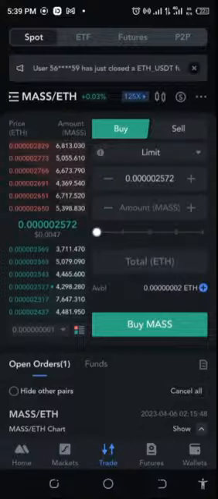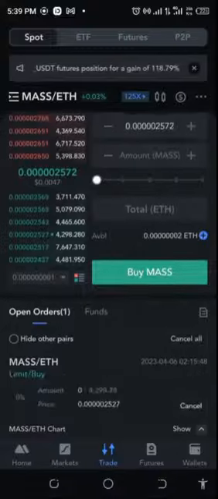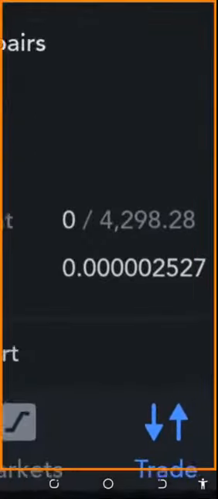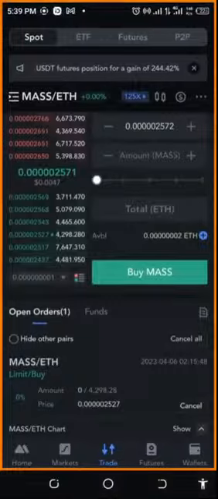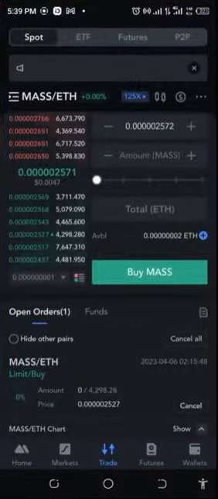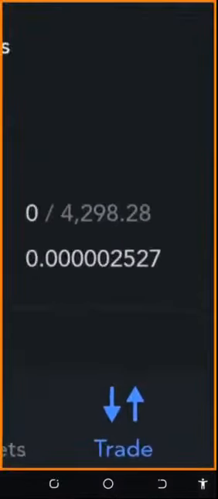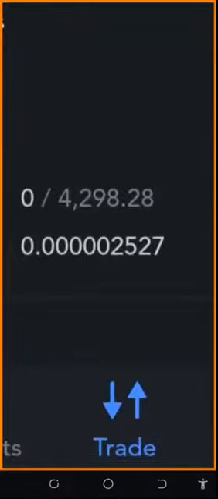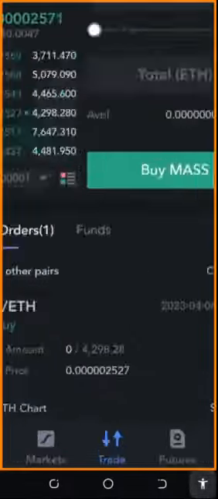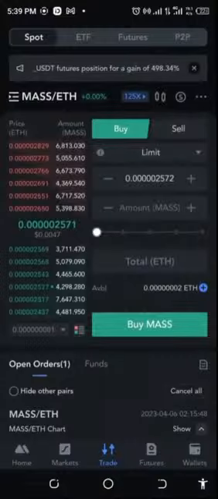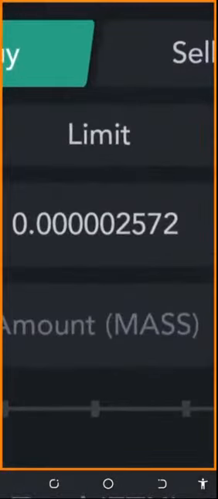That's just it. So I'm going to have to sell back this ETH to USDT. That's what I'm going to do. I'm going to have to cancel this, because if I go ahead and try to sell it, look at the time, look at the price right now. This was the price where we fixed it to buy our MASS. As you can see, we fixed the price for us to buy it at 0.00002527. Look at the price right now. The price right now is 2572.